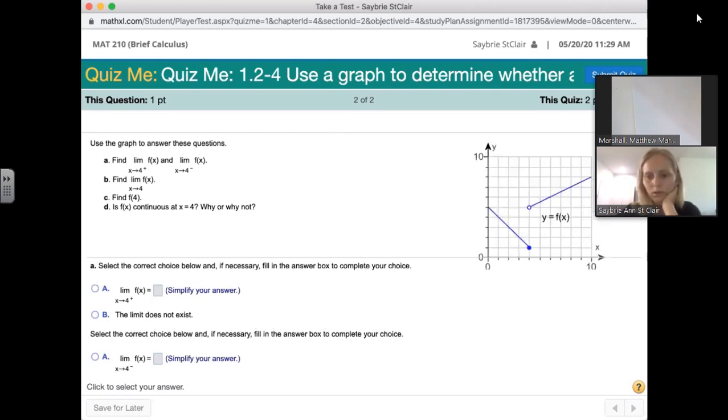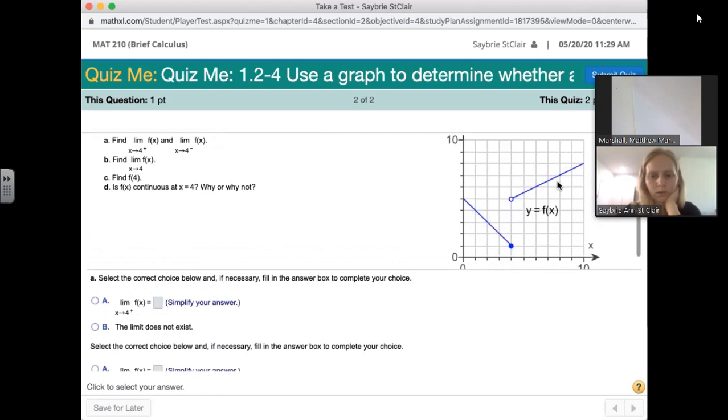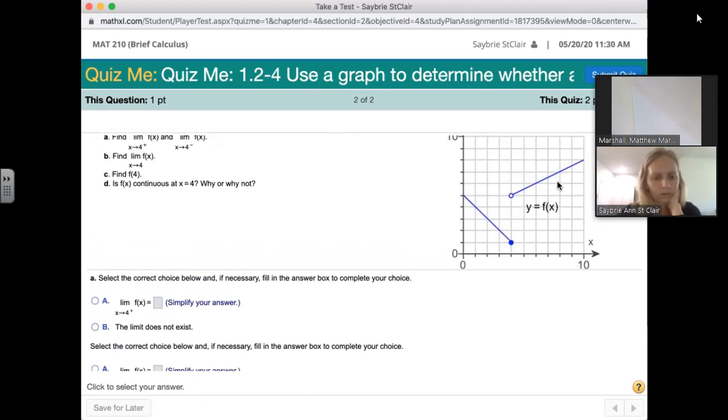So question A, approaching 4 from the right side of the graph. So almost like an imaginary dotted line going straight up through 4. So coming from the right side of the graph, do you see it? Well, that would be if you're approaching the graph from the left side.